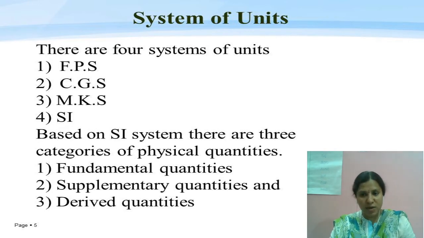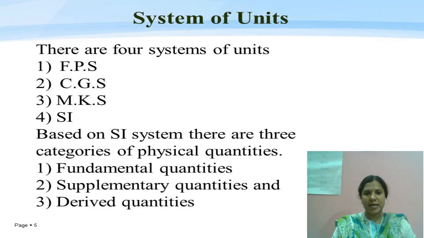Now we have various systems of units which are adopted to measure physical quantities. The first accepted system was the FPS system. FPS stands for foot, pound and second. Length is measured in terms of foot, mass in terms of pound and time in terms of seconds. The second system was the CGS system. In the CGS system, length is measured in terms of centimeter, mass in terms of grams and time in terms of seconds.